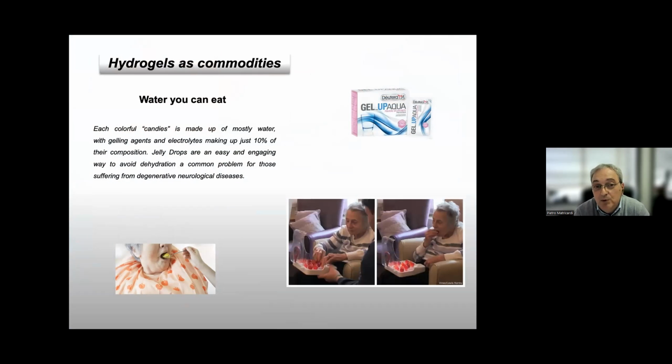But hydrogels can be used also as commodities. Many people, especially people that are affected by neurological diseases, have a huge problem in drinking water. So recently medical devices have been developed that allow these people to drink by eating. So simple carboxymethylcellulose, 5–10% in water, gives hydrogels that can be easily eaten by these people.